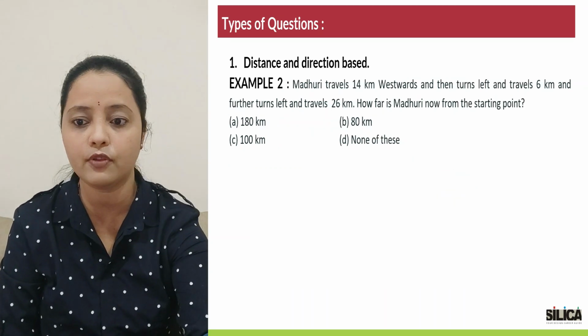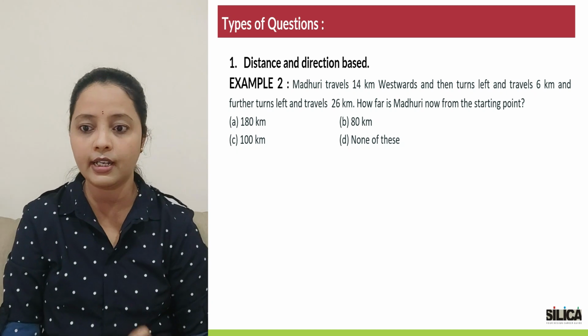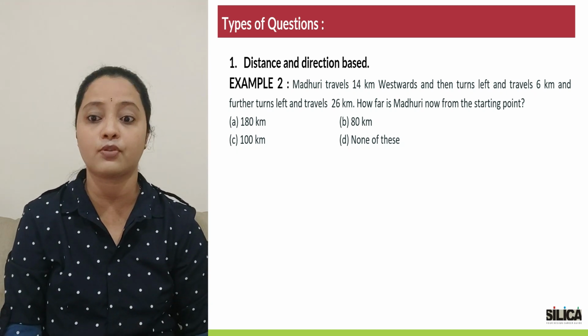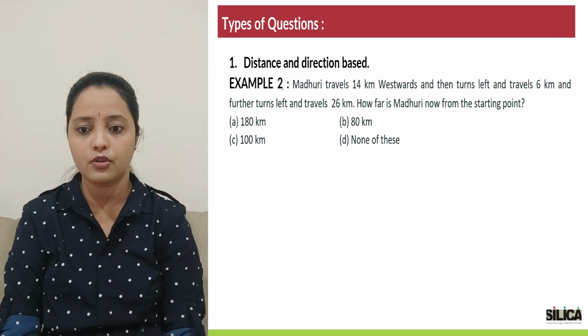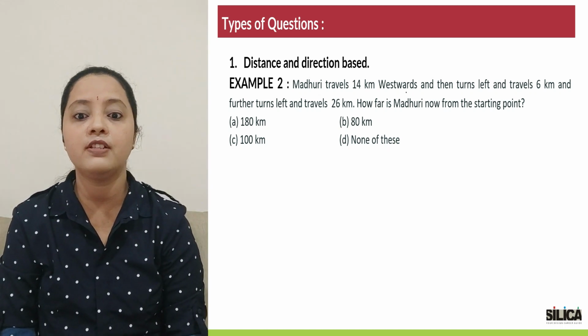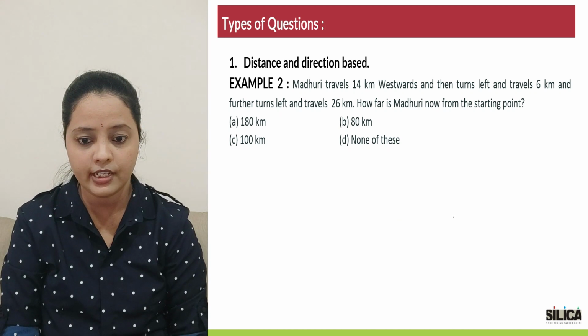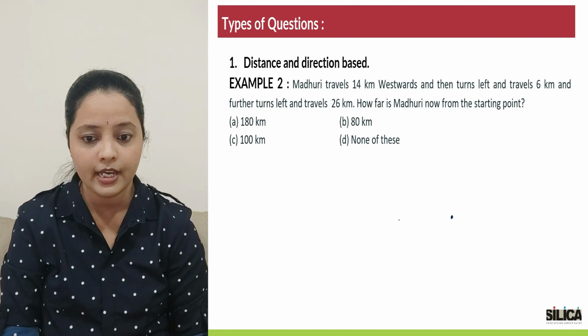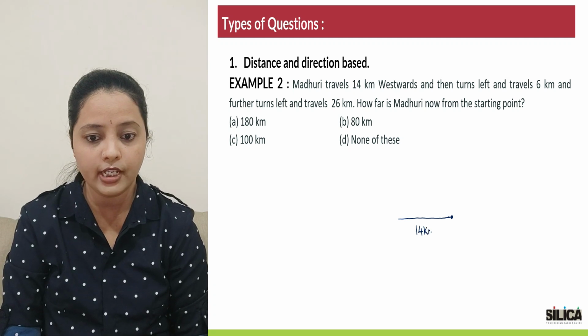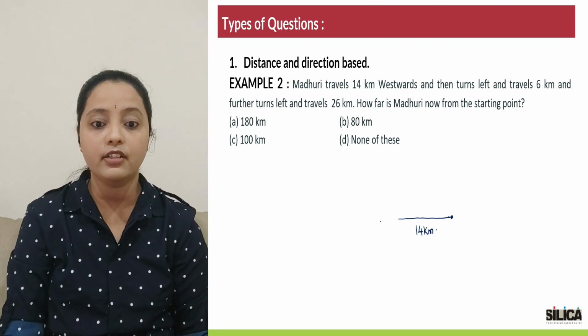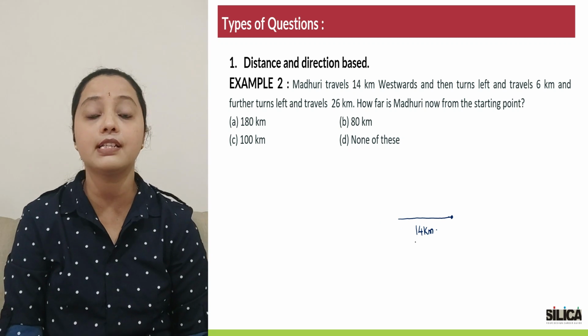Alright, let's move to the next question that we have. Again, it is a distance and direction based question. So read, draw the figure and then decide whether to use Pythagoras or not. So what are they saying? Madhuri travels 14 kilometers westwards. So let's say this is her starting point and she is traveling towards west. So she travels 14 kilometers towards west. Then she turns left and travels 6 kilometers.